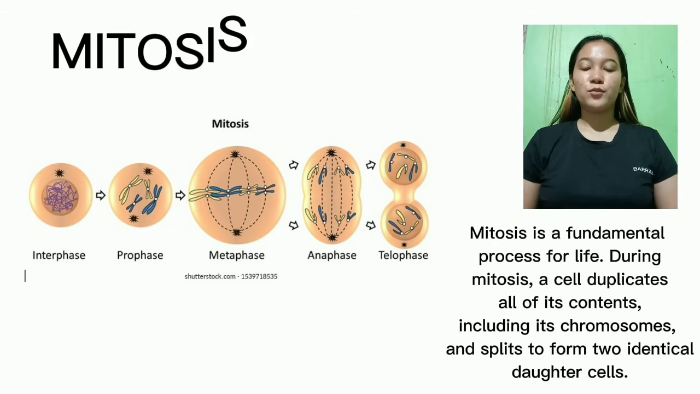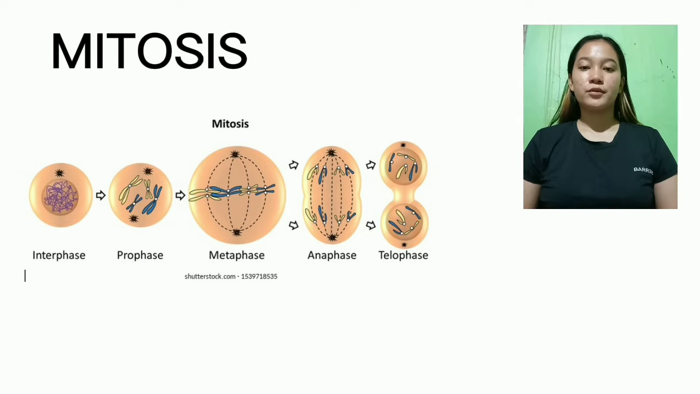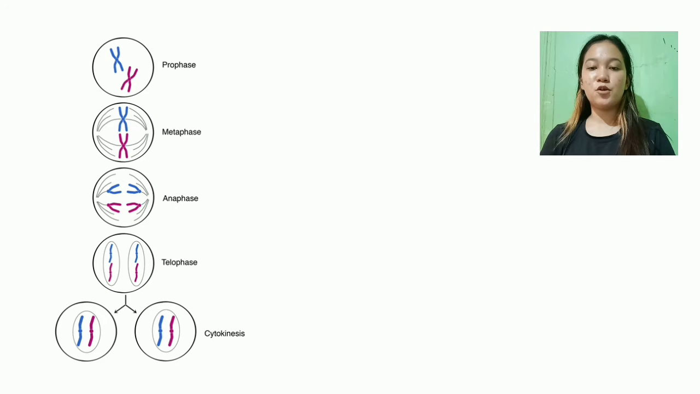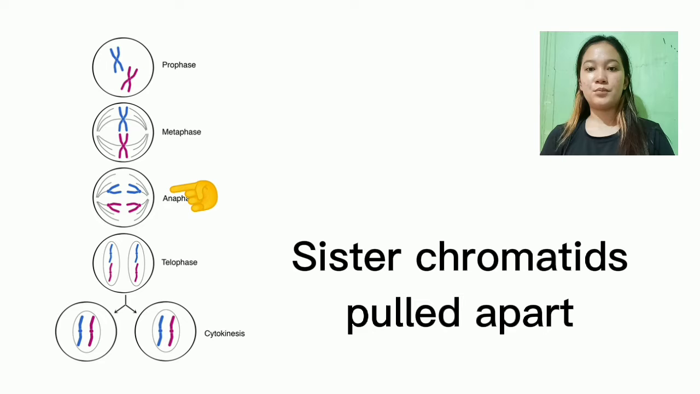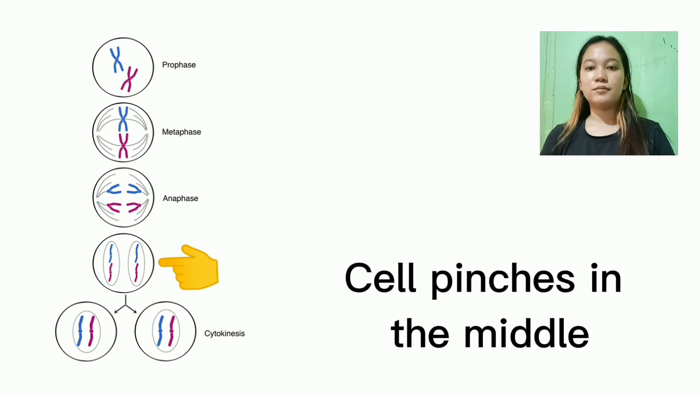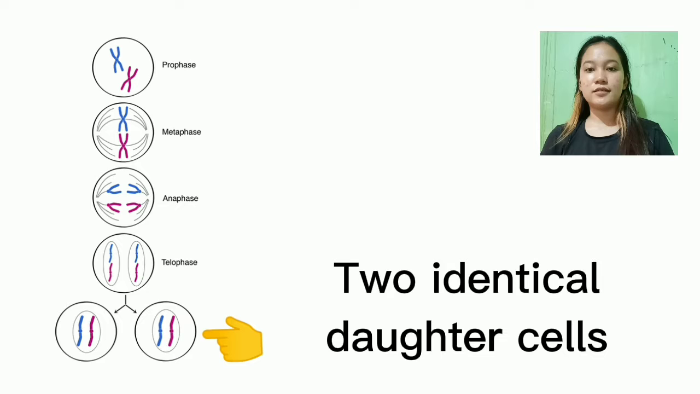Mitosis is a fundamental process for life. During mitosis, a cell duplicates all of its contents, including its chromosomes, and is split to form two identical daughter cells. Mitosis is divided into 5 phases: interphase, prophase, metaphase, anaphase, telophase. DNA is copied, chromosomes pair up, chromosomes line up at the equator of the mitotic spindle, sister chromatids pull apart, and the cell pinches in the middle, forming two identical daughter cells.